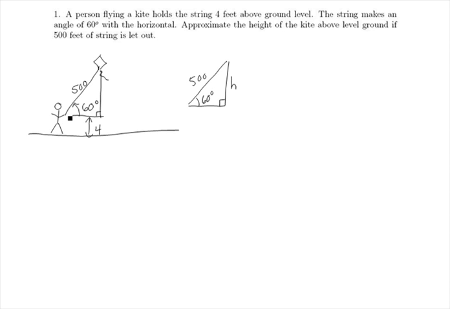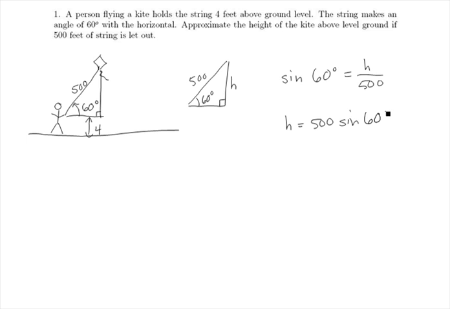So because we know the side opposite to this angle and the hypotenuse, that would suggest we should use the sine of 60 degrees, because that's equal to the opposite side divided by the hypotenuse. Solving for h, h equals 500 times the sine of 60 degrees.